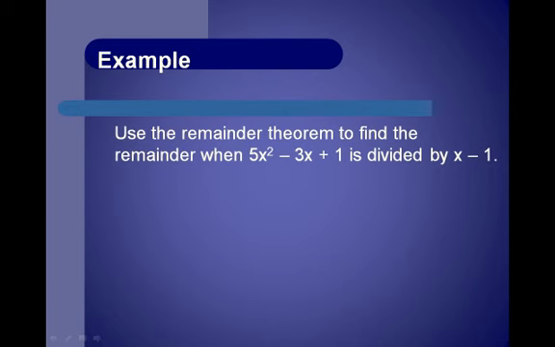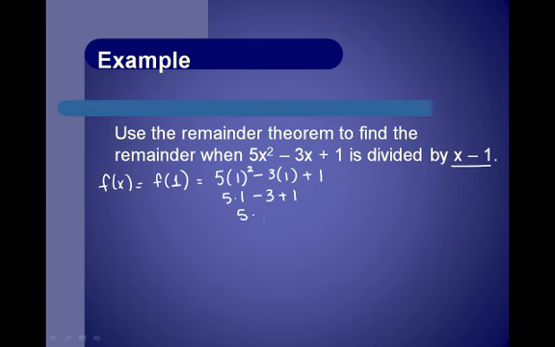Let's do another example. Use the remainder theorem to find the remainder when 5x squared minus 3x plus 1 is divided by x minus 1. Well, the remainder theorem says if we're dividing by x minus 1, then we're going to do f of 1, which means we're going to go into our function everywhere there was an x, we're going to plug in 1. Which would give us 5 times 1 minus 3 plus 1, which gives us 5 minus 3 plus 1, which is 2 plus 1, which is 3.